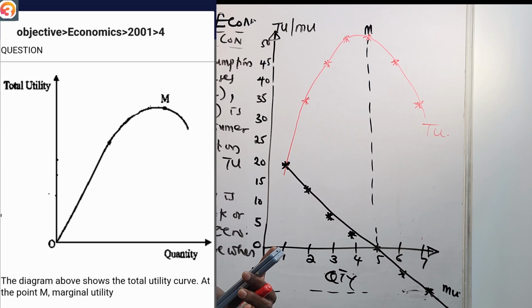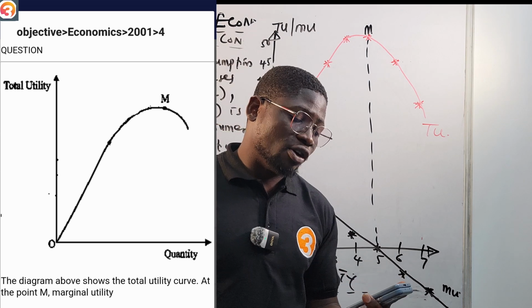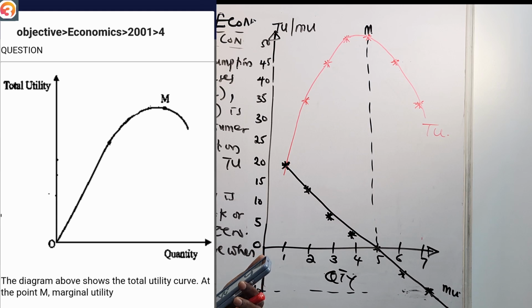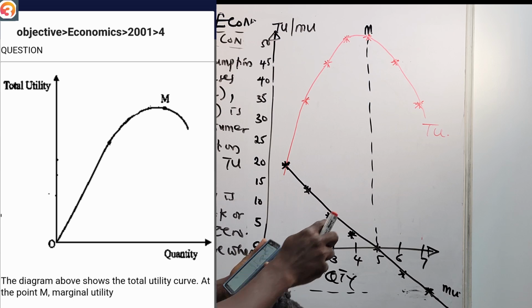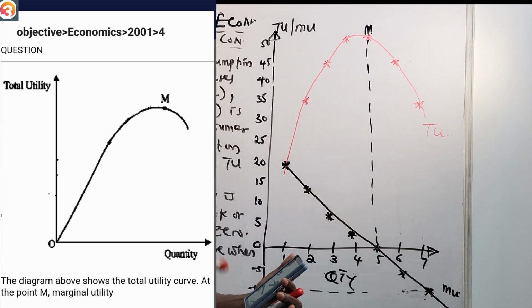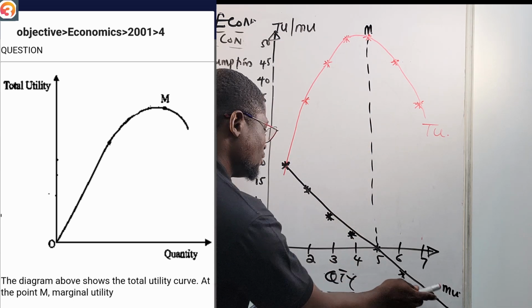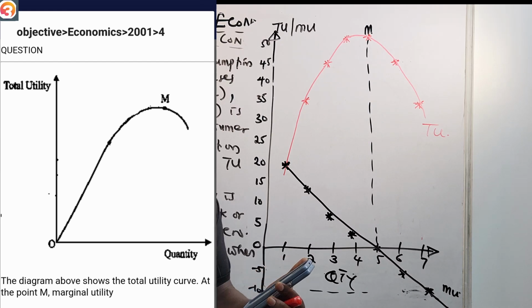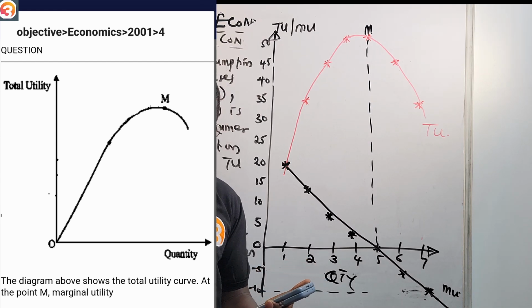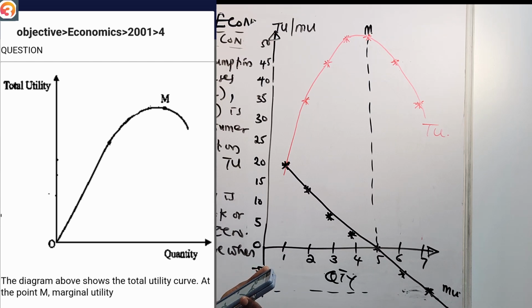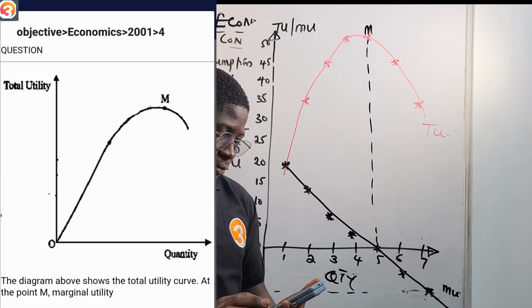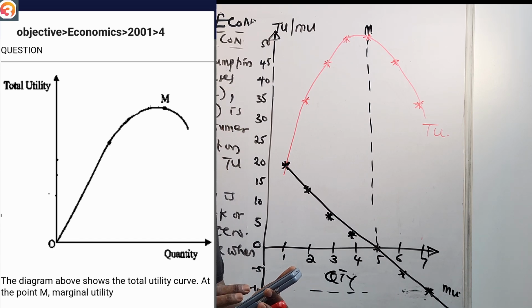It says here that the diagram above shows the total utility curve. They say at the point M, marginal utility becomes what? Zero. At the point M, where total utility is maximum, marginal utility is zero. Option A says zero, B says diminishes, C says is unity, D says it increases. Correct answer is A, becomes zero.